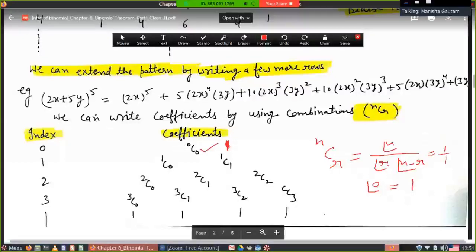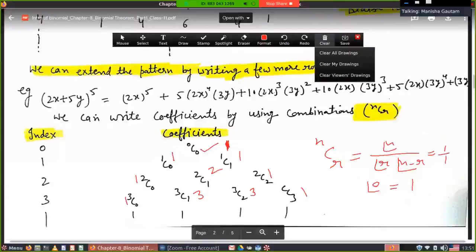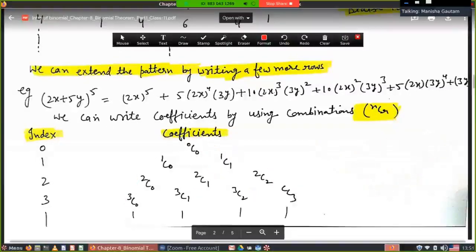Similarly, you can solve. It is 1, this is 1, this is 1, this is 2, this is 1, and this is 1. 2 plus 1 comes out equal to 3, 2 plus 1 equal to 3, and this is 1. I think you can do it by using combinations also. In general, when I write a binomial expansion, I will use combinations in place of coefficients.